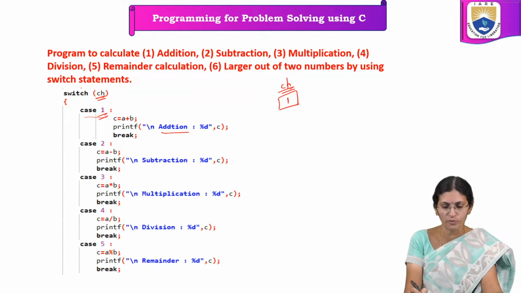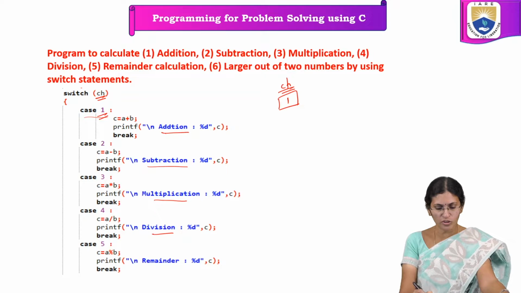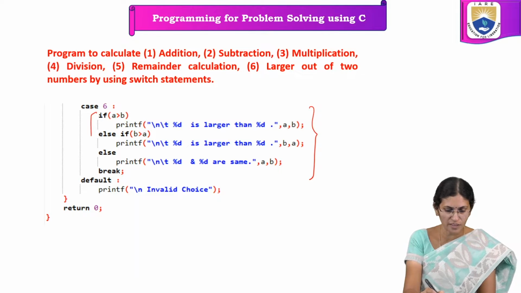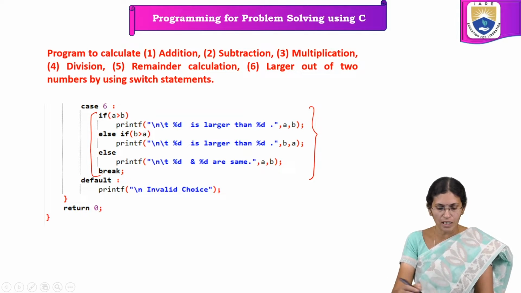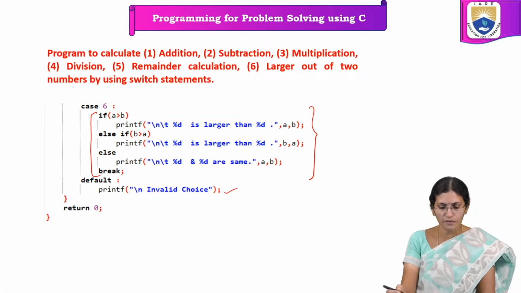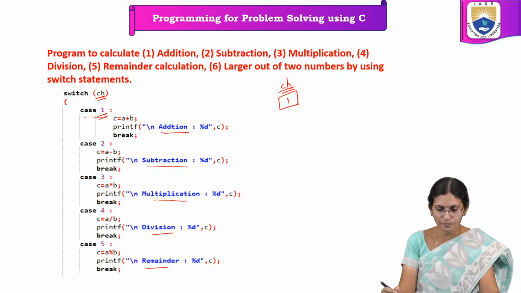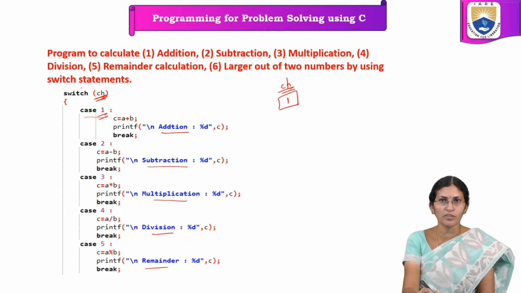Case 1 is to perform addition, case 2 subtraction, case 3 multiplication, case 4 division, case 5 remainder, and case 6 is for finding the larger of two numbers. These are the statements inside case 6. Last, we also have the default case. If the user enters any value other than 1 to 6, it will print invalid choice.